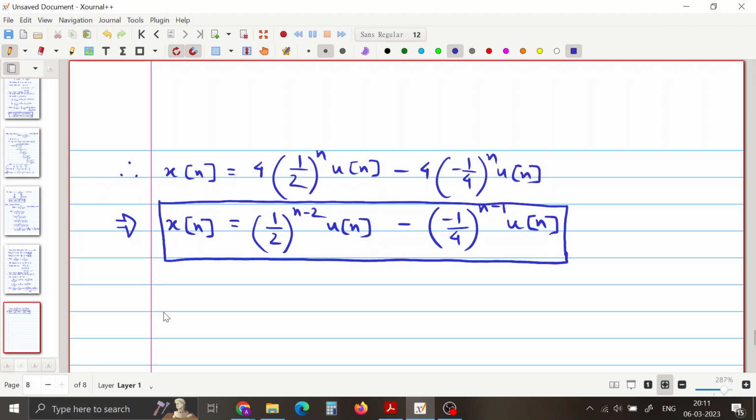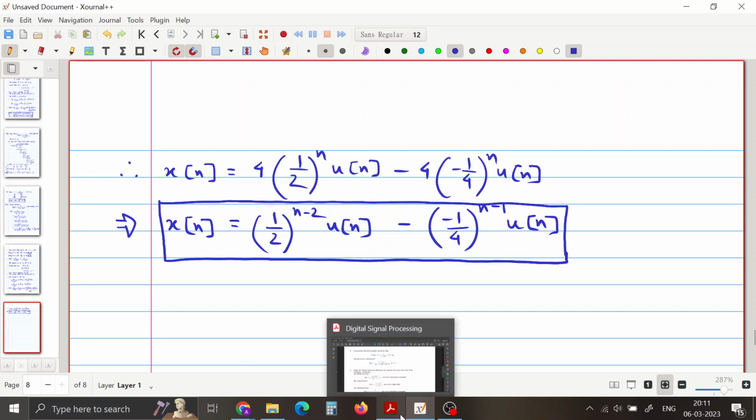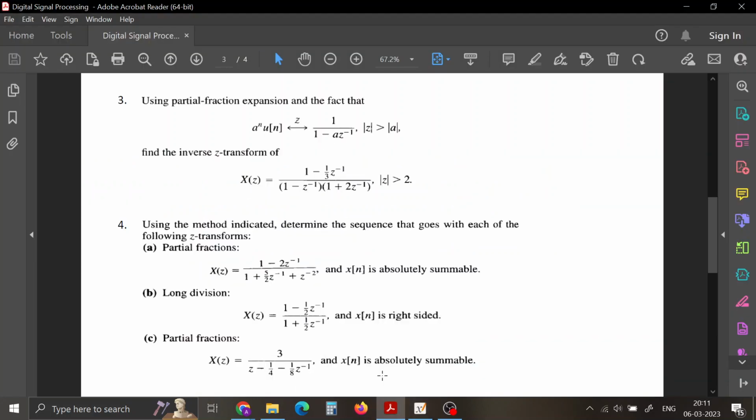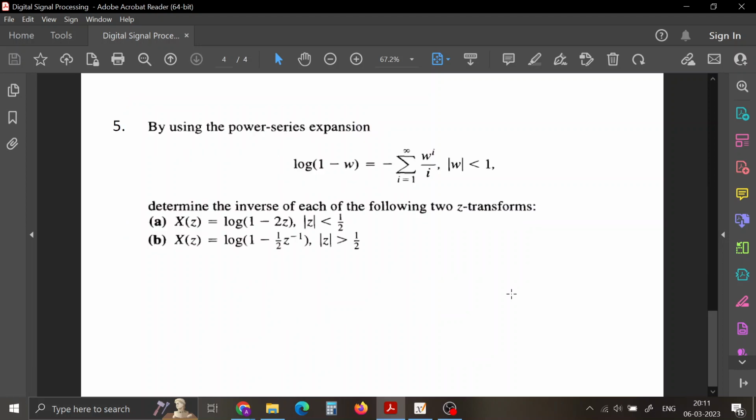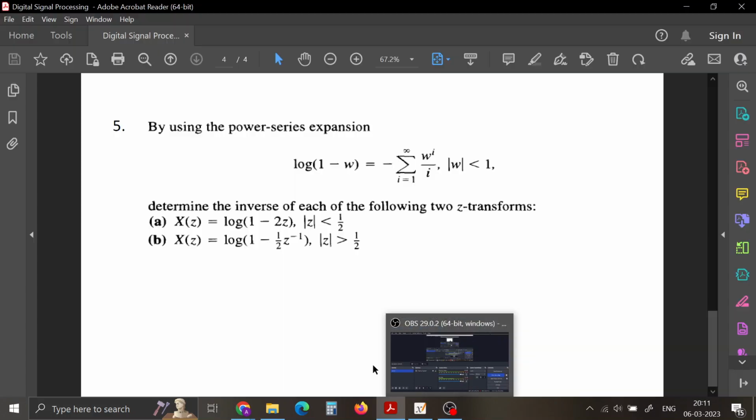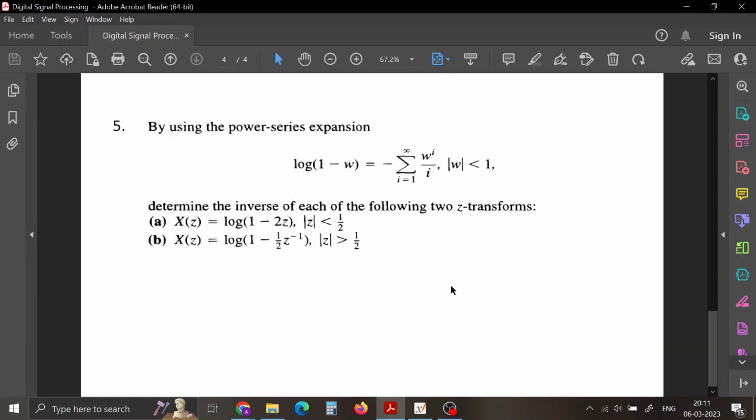Okay, so now let's move on to the next question, which is the last question for today. So before that, let me check if the recording is still going on. Yeah. Okay, so in question number 5, we have been asked to determine the inverse Z transform.